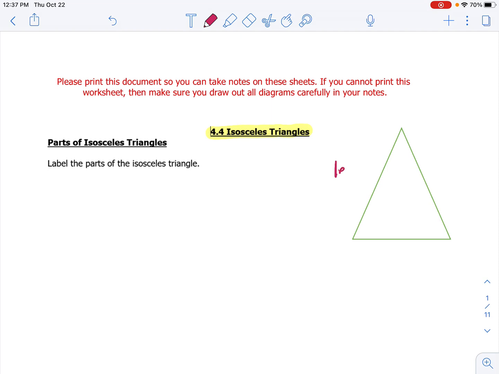So the parts of an isosceles triangle, we have legs. The legs are always congruent. And then we have our base. We have base angles that are congruent. And this angle up here is our vertex angle.